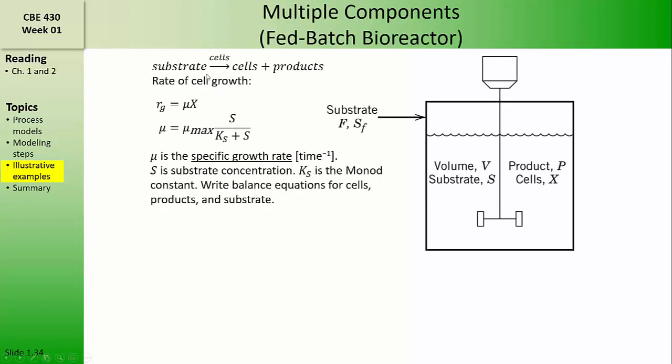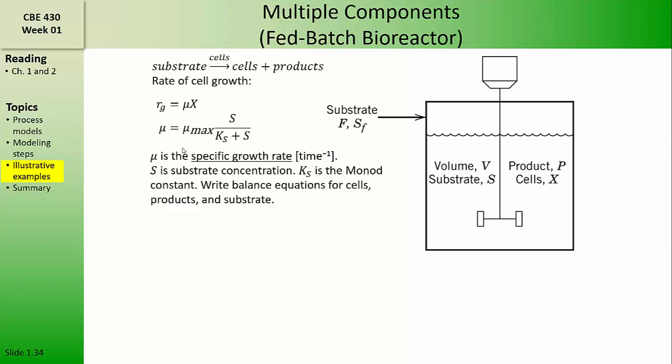In this fed batch bioreactor, we'll consider a pseudochemical reaction whereby some limiting substrate is converted to cells and products by the action of living cells in the reactor. The growth of the microorganisms in the reactor is described by a non-elementary rate law. Here, X represents the mass concentration of cells, S represents the mass concentration of the limiting substrate, and P represents the mass concentration of the products. Mu is called the specific growth rate, and Ks is the Monod constant.